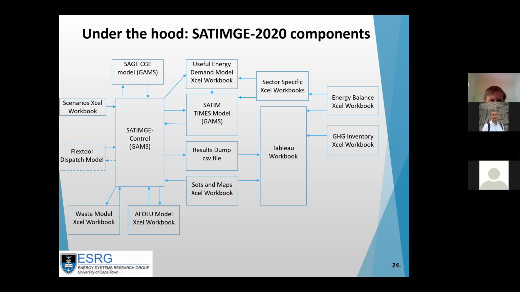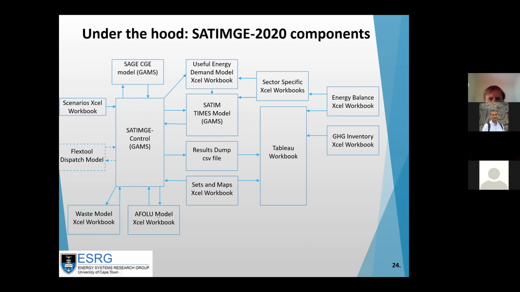The GDP drivers go to the waste and volume models, and then it collates all the information in one place, dumps it in one big CSV file, which is sucked up by the Tableau workbook, which also leans on the sets and maps workbook to aggregate to different levels that we want.